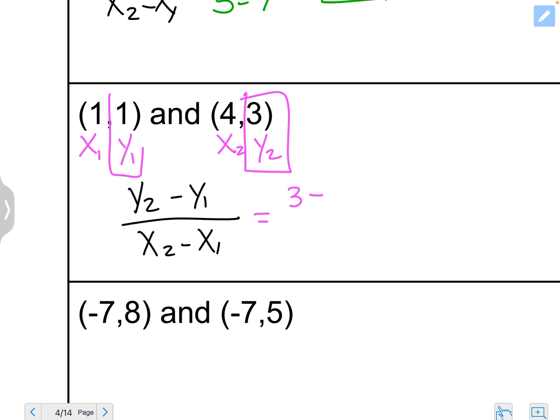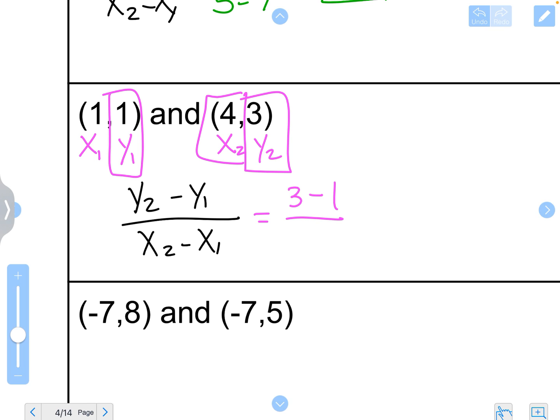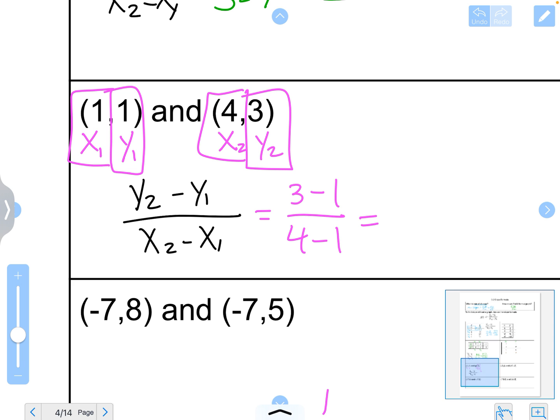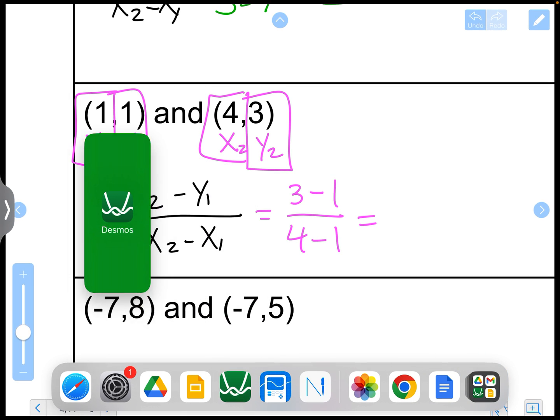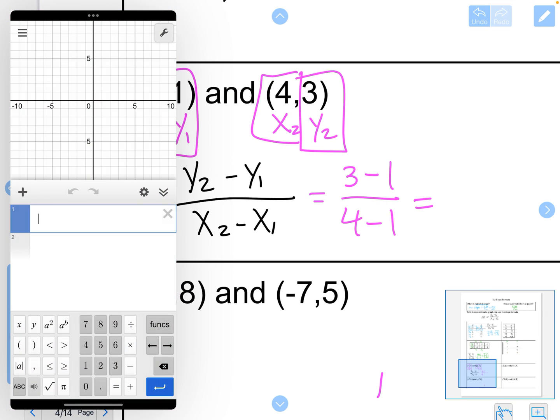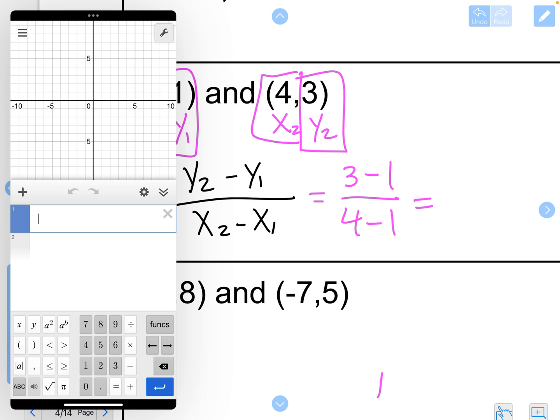Minus, and our y1 is 1. Then we have our x2, which is 4, minus our x1, which is 1. And so I'm going to show you our other calculator that we sometimes use in class, which is Desmos. So Desmos works very similar to the yellow calculator. It's just on our computer instead of being in our hands.